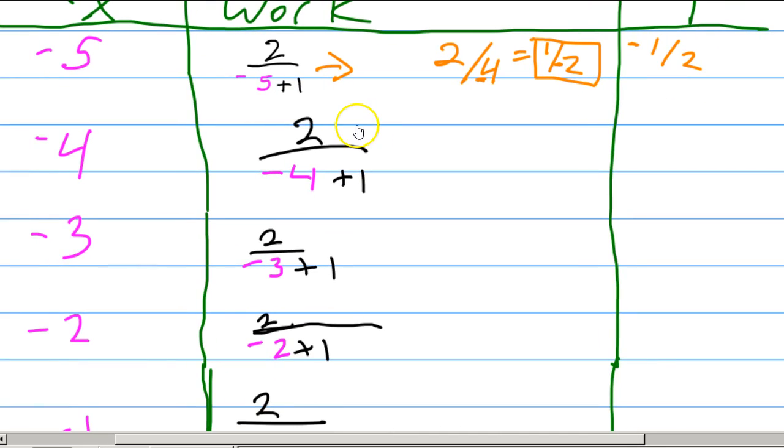The next thing, I see a negative 4, so we plug it in. This is going to give me 2 over negative 3. So my answer here in the y column is going to be a negative 2 over 3.